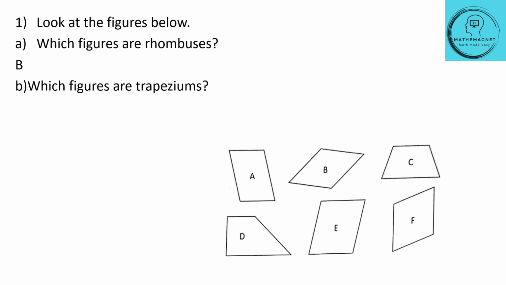Which figures are trapeziums? In a trapezium, we will have only two sides that are parallel and the other two sides are not parallel. So what are the figures that you see that are looking like a trapezium? Yes, it's C and D. So this is the answer for question 1A and B.